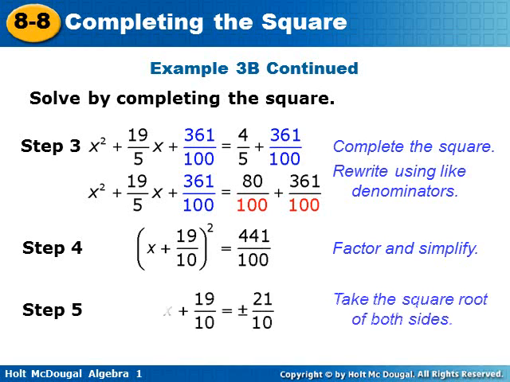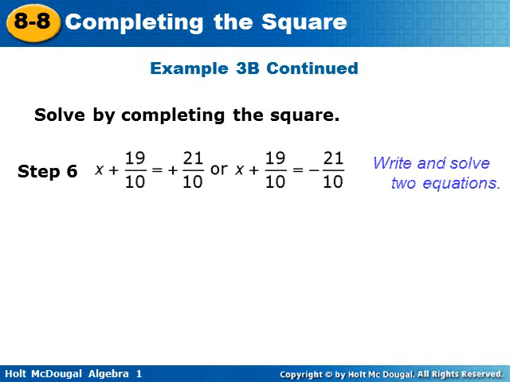And we're going to take the square root of both sides, and that gives us x plus 19/10, because when we take the square root, the square and the square root cancel. And then we're going to take the square root of the top and the bottom. So we get plus or minus 21, because that's the square root of 441, and divided by 10, because that's the square root of 100.